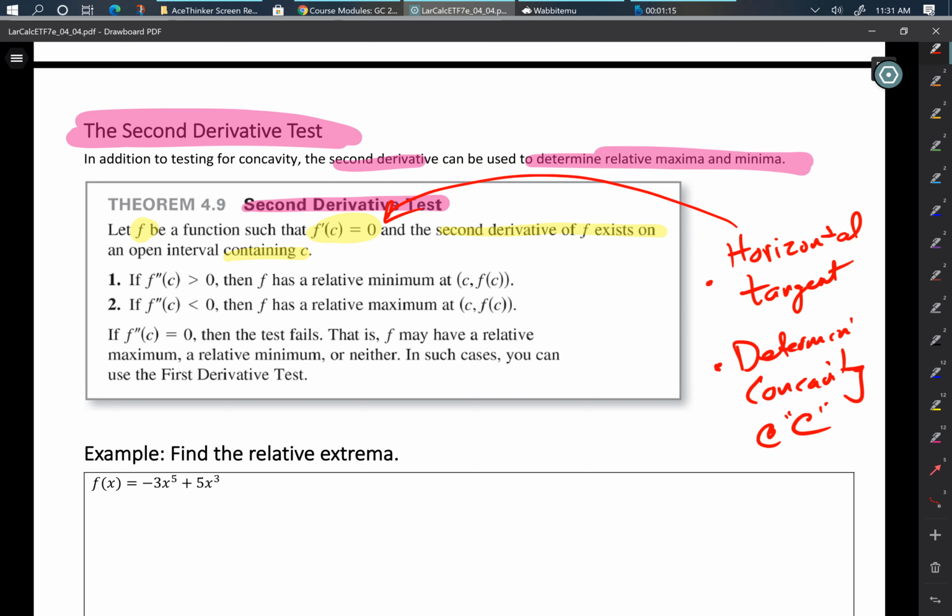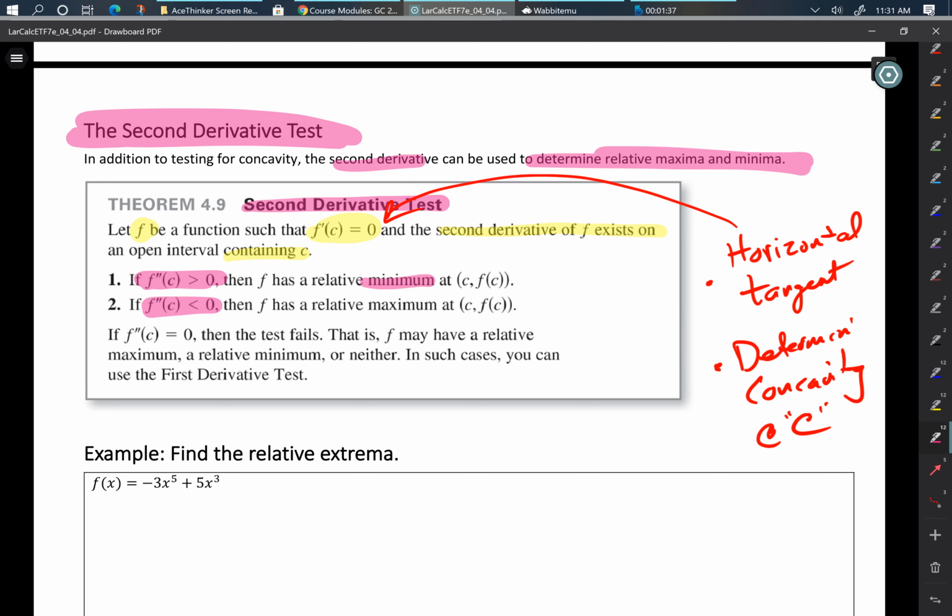And so if I have a function that has a horizontal tangent line and I can determine the concavity at that point c, then if that graph is concave upwards, that is, if the second derivative is greater than 0, then you're looking at a minimum at that point. And if that second derivative is less than 0, meaning it's concave downward, then you're looking at a maximum at that point.